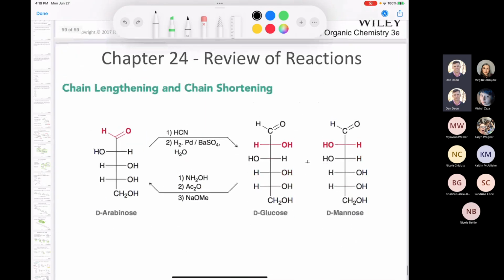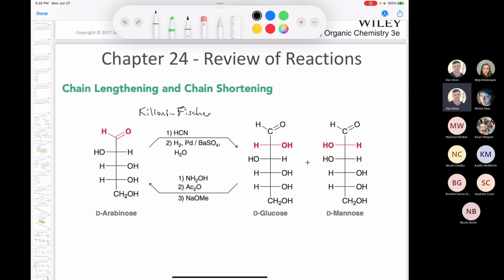And then we have what are called chain lengthening and chain shortening reactions. The one on top is a chain lengthening process. We call this the Kiliani-Fischer synthesis. I don't know about my spelling skills of these people's last names, but Kiliani-Fischer. And it's the same Fischer that invented the Fischer projection. But what happens here is that when you treat the aldehyde group with HCN, you end up making a cyanohydrin, and then that gets reduced to make a mixture of diastereomers. Now, they only differ at 1 chiral center.